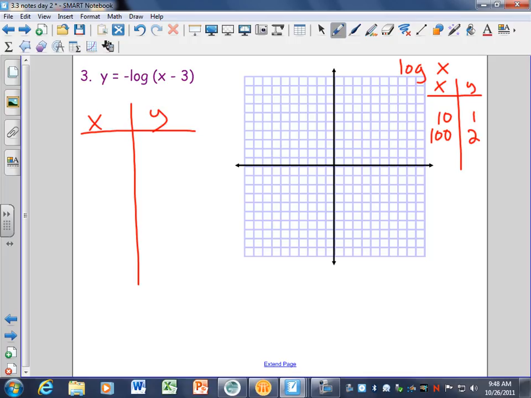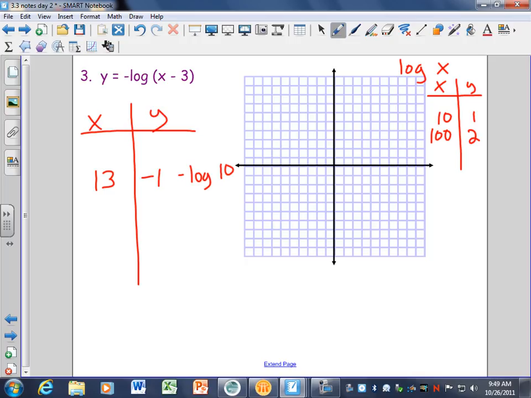So Sarah says 13. If I plug 13 in here, look what I would have. I would have negative log of 13 minus 3, which would be 10. You see why you pick 13? What is log base 10 of 10? 1, but a negative in front means I actually would get negative 1.